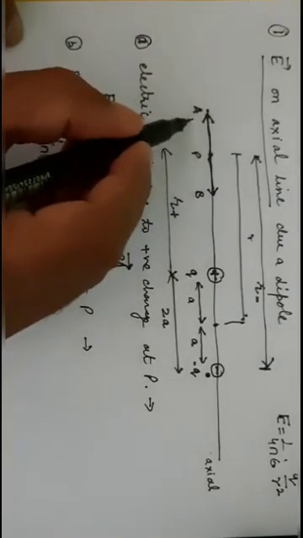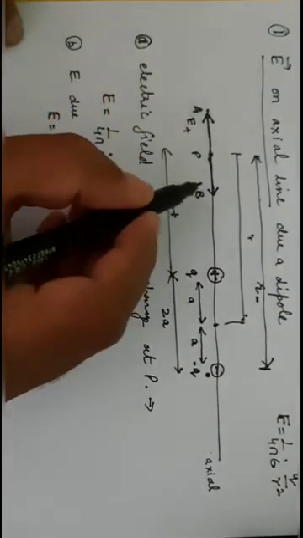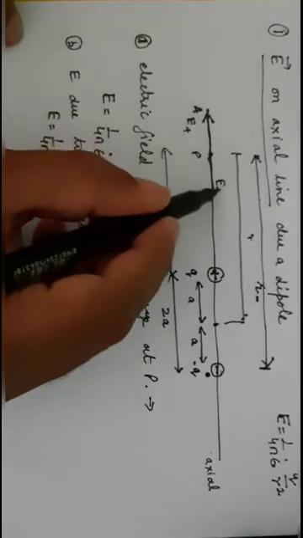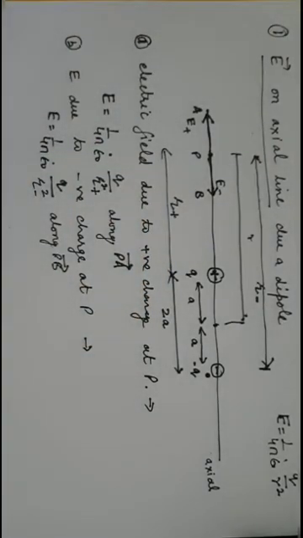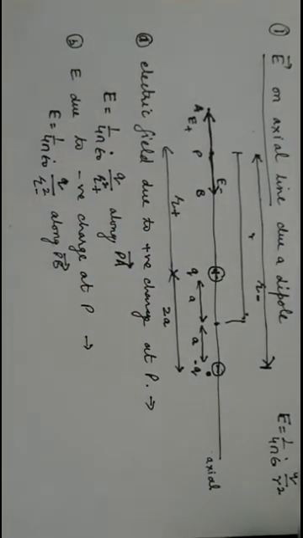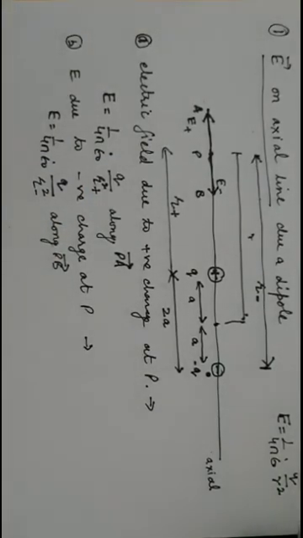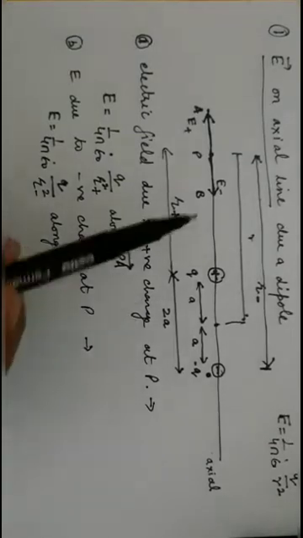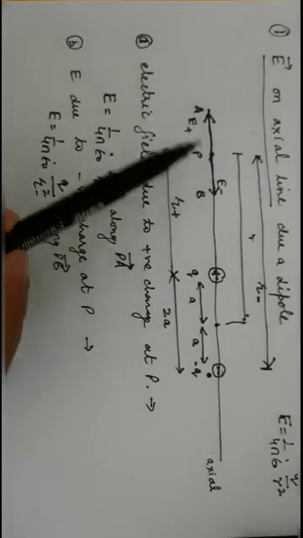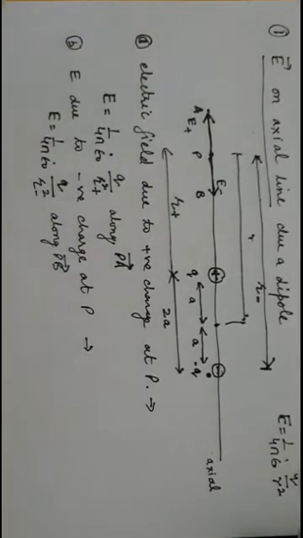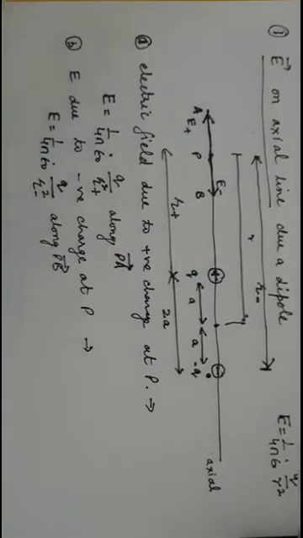So this is the electric field due to positive charge, and this is the electric field due to negative charge. If you concentrate on this part, here the electric field due to positive charge is in the opposite direction to the electric field due to negative charge. So the resultant electric field will be the difference of the electric fields.